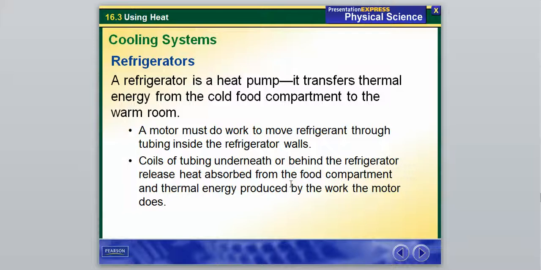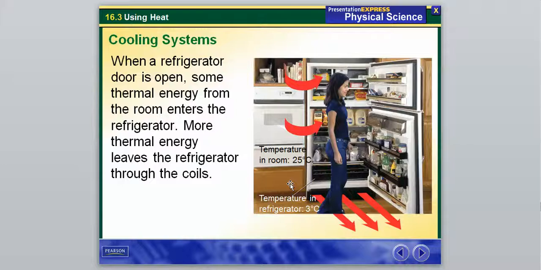So refrigerators really have to work overtime to keep themselves cool on the inside, because they're fighting against a lot of natural processes. When a refrigerator door is open, some thermal energy from the room is going to enter the refrigerator. If you leave it open for a longer period of time, the refrigerator is going to have to do more work to balance out. Then more thermal energy leaves the refrigerator through the coils as a result, because it has to do more work to keep the temperature where it's supposed to be.